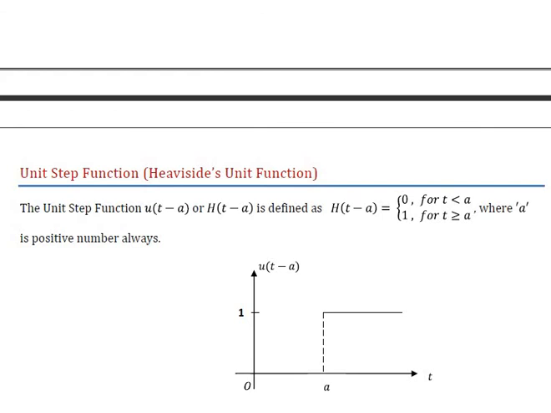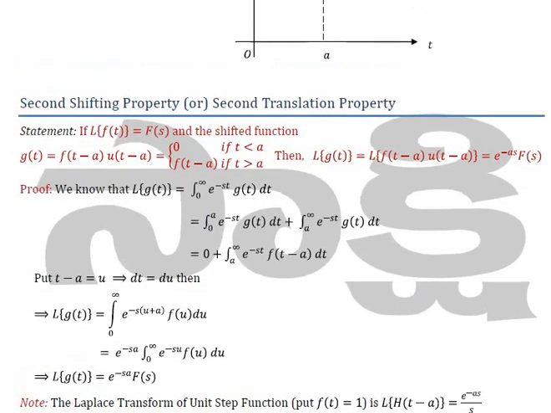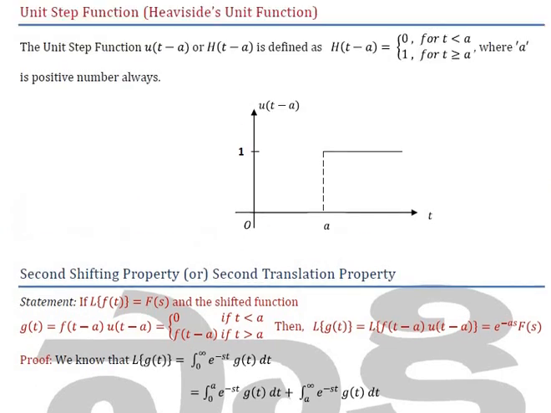So what is the unit step function? It is u(t minus a), or simply written as H(t minus a), which is defined as H(t minus a) equal to 0 if t is less than a. That is, for any t less than a, the value of the step function is 0, and for any t greater than or equal to a, the step function is 1, where a is always positive. The graph is given here for H(t minus a).